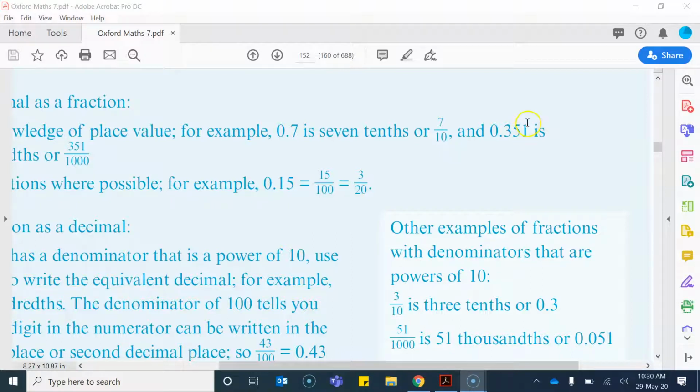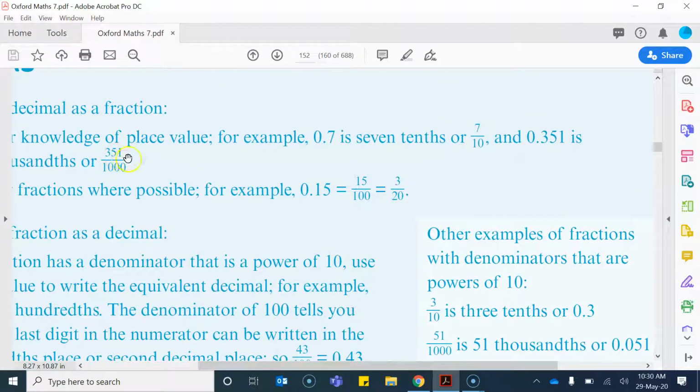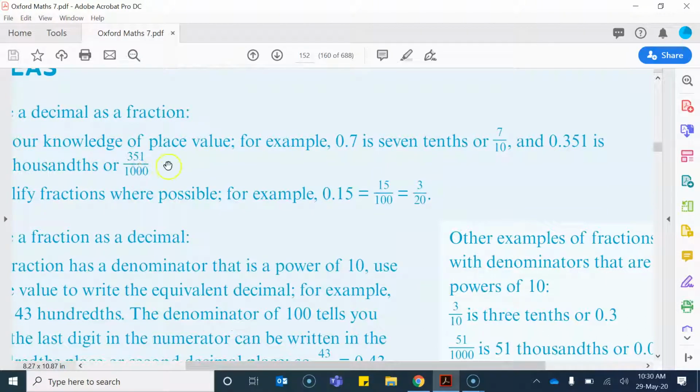Now, you always have to look at the smallest place value. So here we have 0.351. Now, if I wanted to write this as a fraction, they write 351. Now, the lowest amount of place value is occupied by the 1. And what column is that in? The thousandths. So you can see they've written 351 over 1,000. So we've converted this decimal into this fraction.